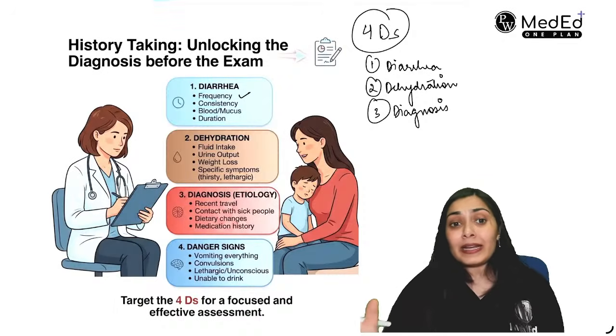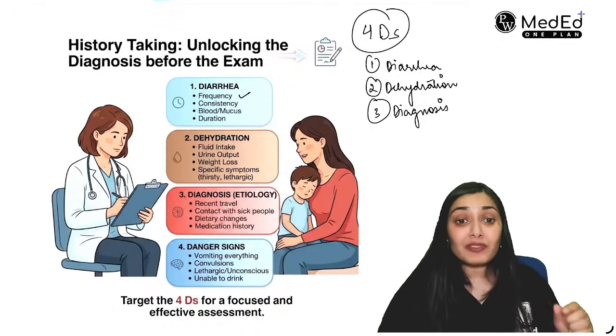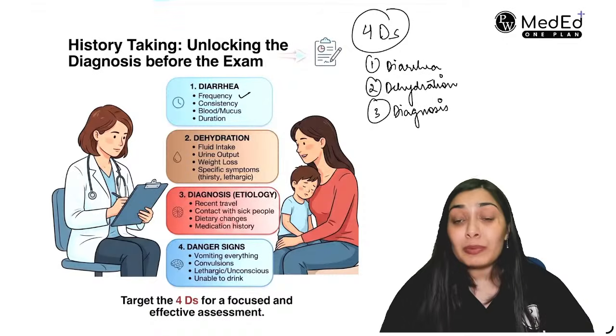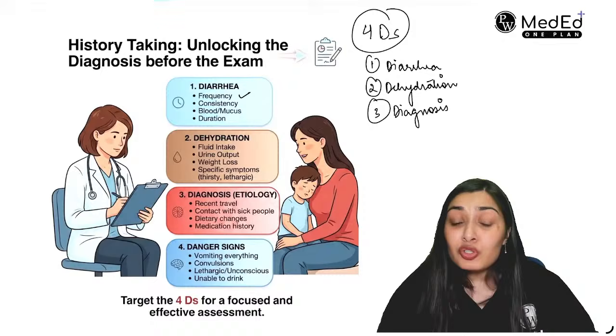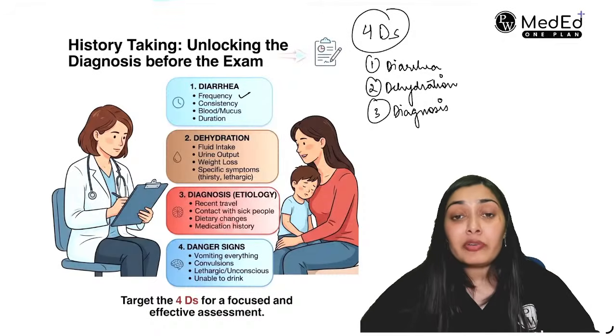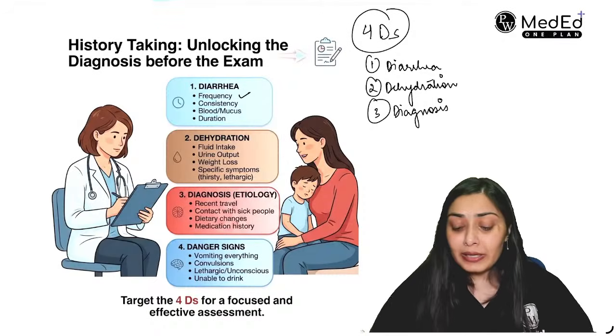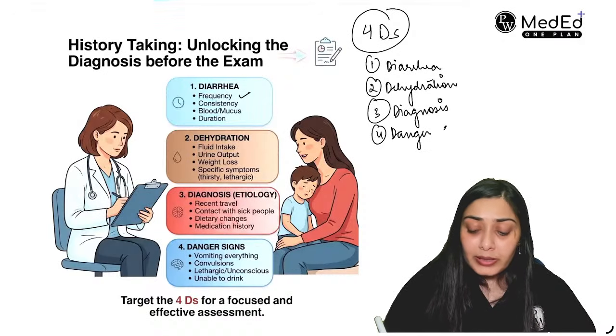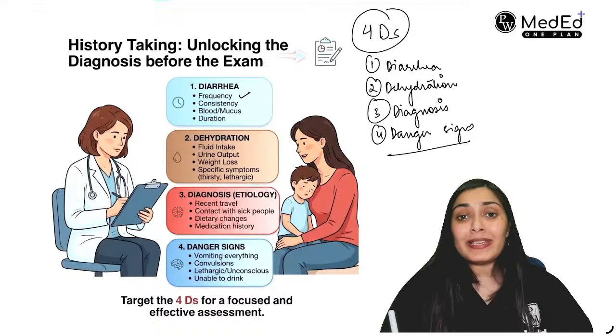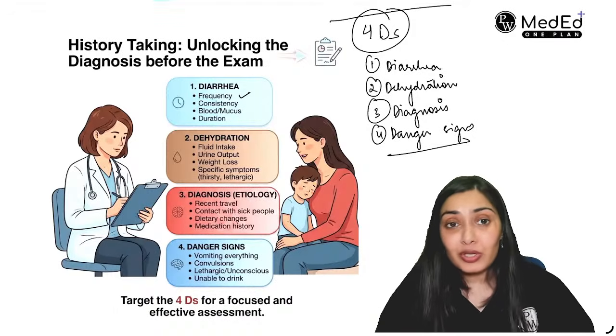And lastly, danger signs. Remember the four danger signs. If the child is not able to breastfeed, not able to drink, if the child is lethargic, unconscious, if there are convulsions, if the child is vomiting out everything, right? So all of the danger signs come under this fourth D. So remember, these four D's will be covered in your history taking.